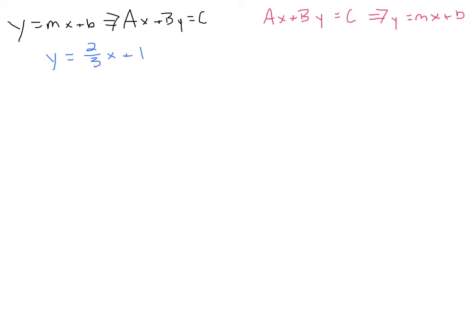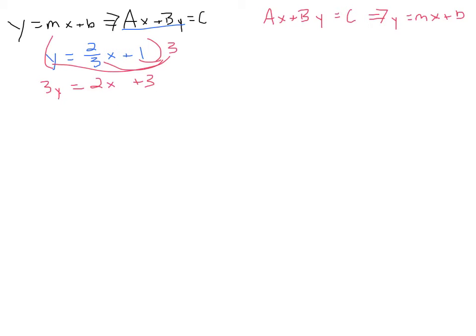So to turn that into standard form, again, we need two things to happen. We need x and y on the same side, and we also need to not have any fractions. I'm going to get rid of the fractions first. So my common denominator here is just 3. Let's multiply everything by 3. We have 3y, 2x, and 3. Once we have that, we now need to get the x moved over to the other side.